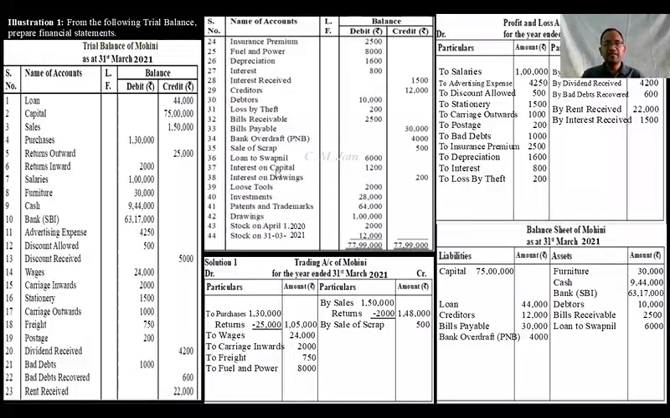Next, we are given interest on capital. For the firm, interest on capital is an expense, indirect expense. So in profit and loss debit side, to interest on capital 1,200.